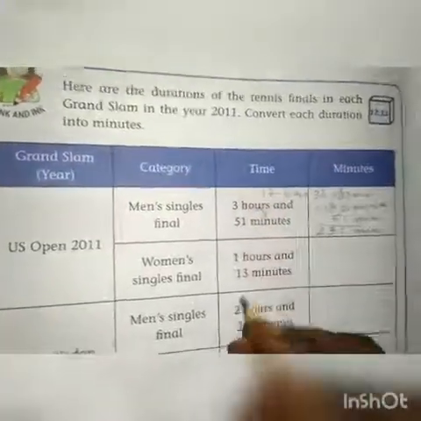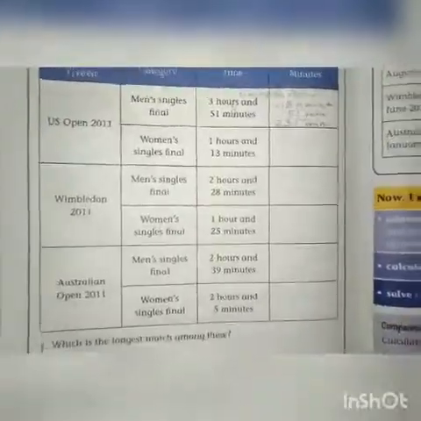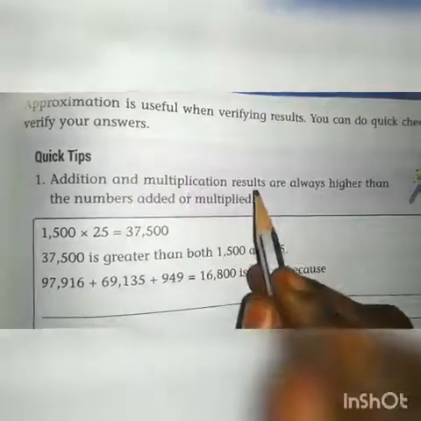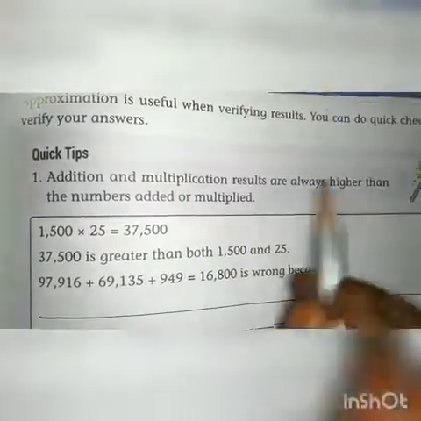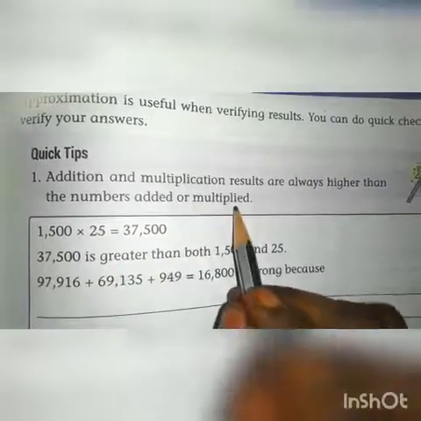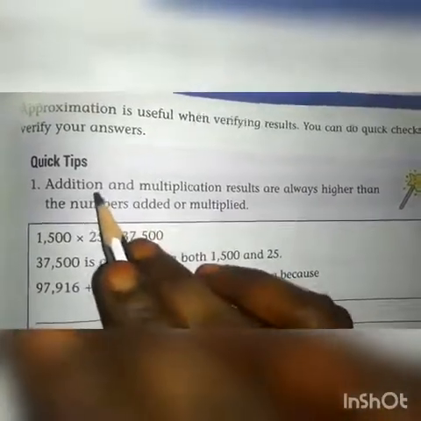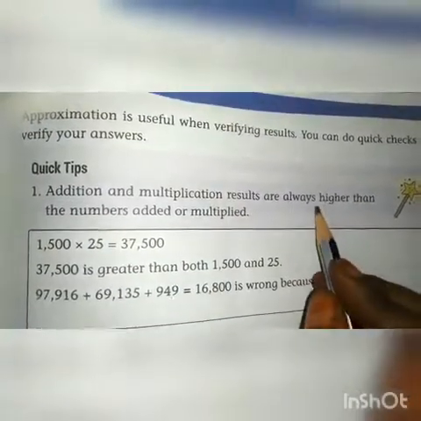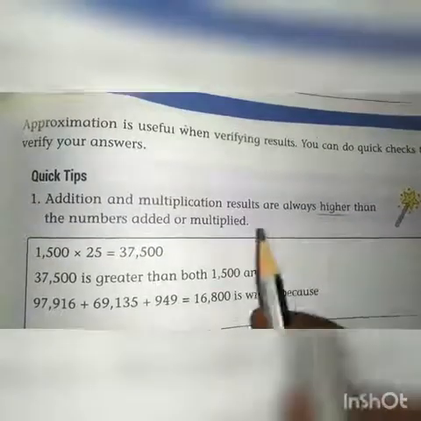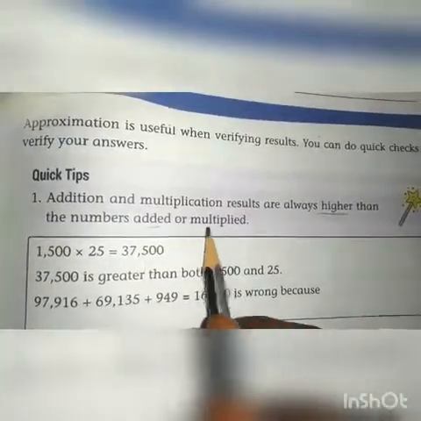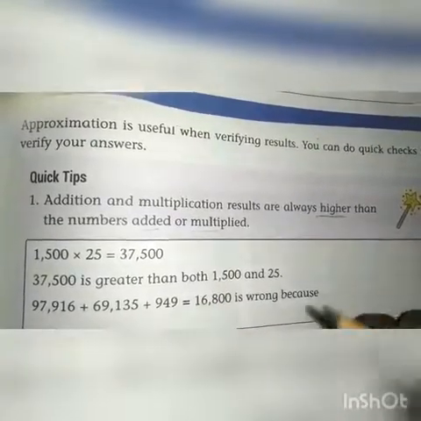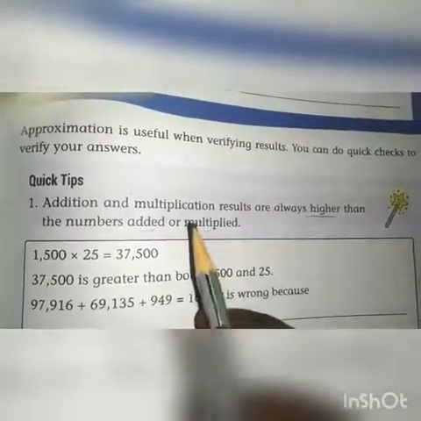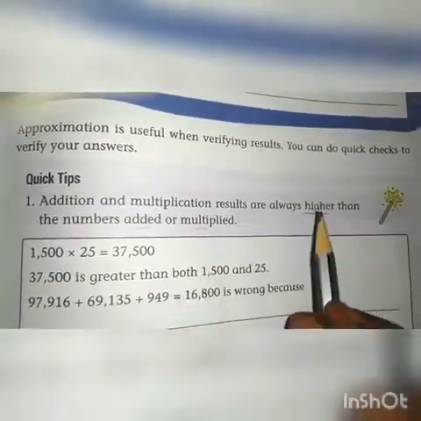In this way you have to do all the remaining problems by yourself, children. The most important concept in addition and multiplication is that addition and multiplication results are always higher than the numbers added or multiplied. If we do addition or multiplication, we will get an answer, right? That answer is always higher than the two numbers added or multiplied. Or we can take any number of values for addition or multiplication, but the answer should be greater than all the numbers that we have taken.